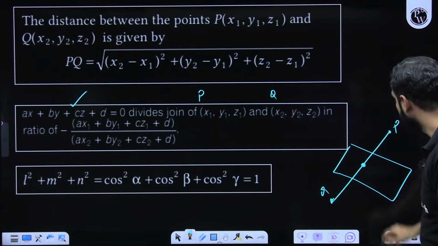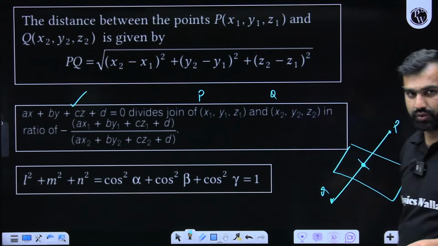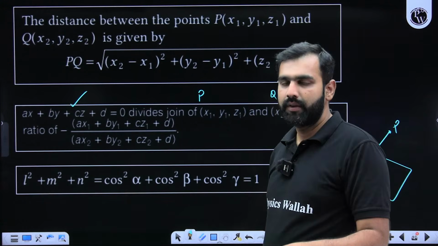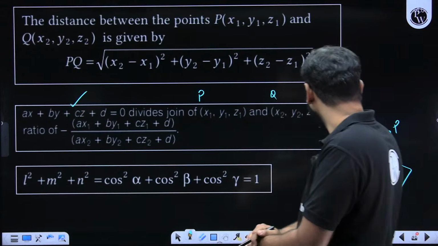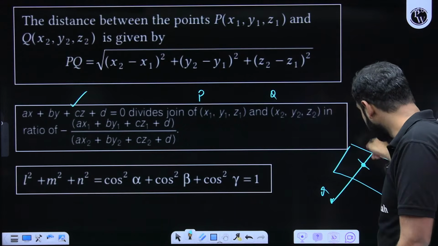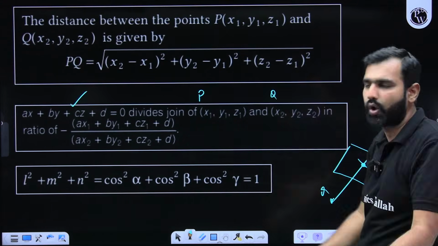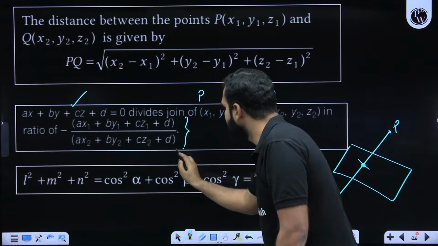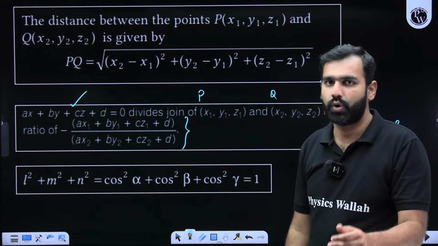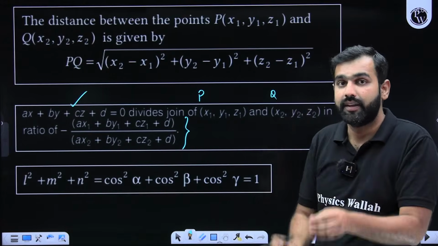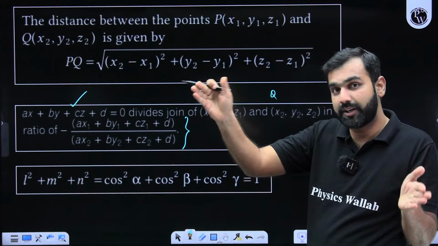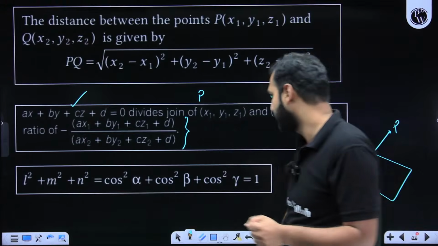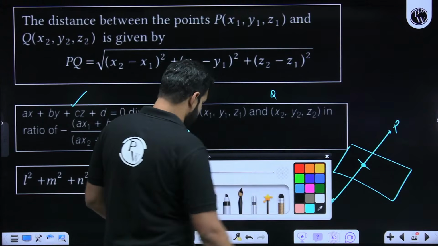Then always remember, without much calculation, without getting deeper into this part, with this short technique, with this simple formula, you can figure out the ratio in which this plane is dividing this line segment, which is created by joining these two points. What do I mean by that? Have a look at this part.